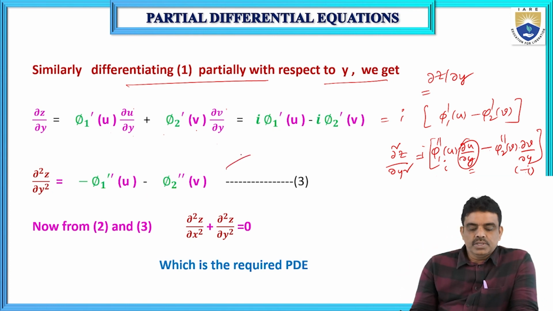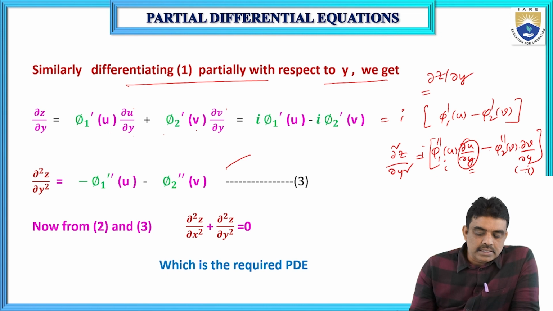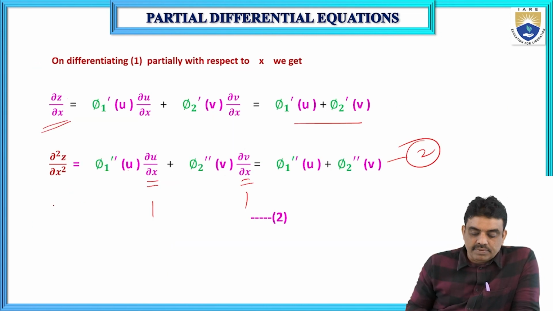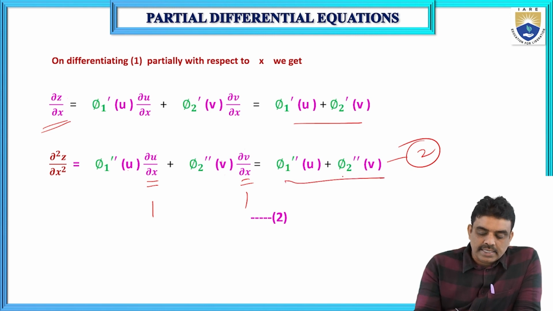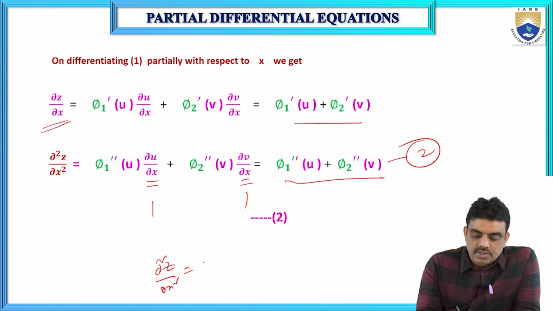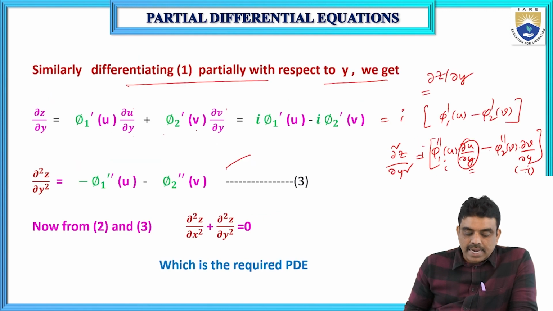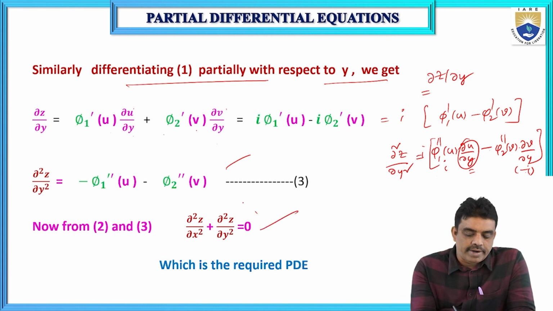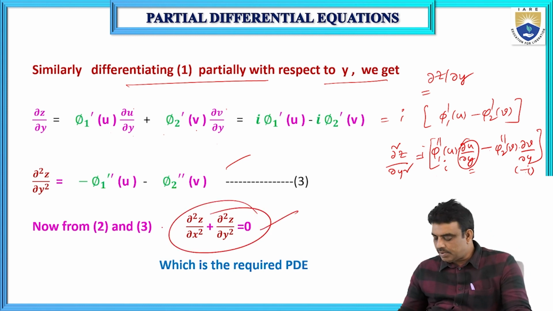Right? So from equations 2 and 3, this and this. What is the second equation? Dou square z by dou x square is equal to phi 1 double dash of u plus phi 2 double dash of v. So on adding dou square z by dou x square to dou square z by dou y square, the sum is equal to 0, and which is the required partial differential equation.